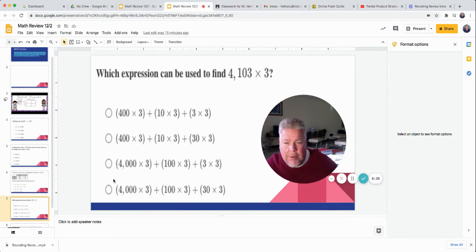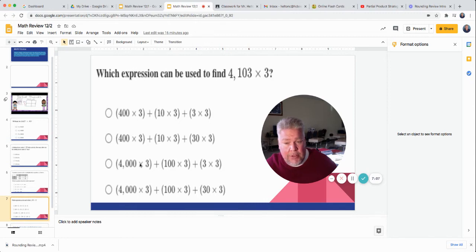So now we're looking at the bottom two. 4,000 times 3, yes. 100 times 3, yes. 3 times 3, yes. So it's going to be this one. Let's see what's wrong with this one. 4,000 times 3, yes. 100 times 3, yes. 30 times 3, no, we don't have any number in the tens place. So it's not 30 times 3, it's 3 times 3. So the correct answer is this on your benchmark, okay?